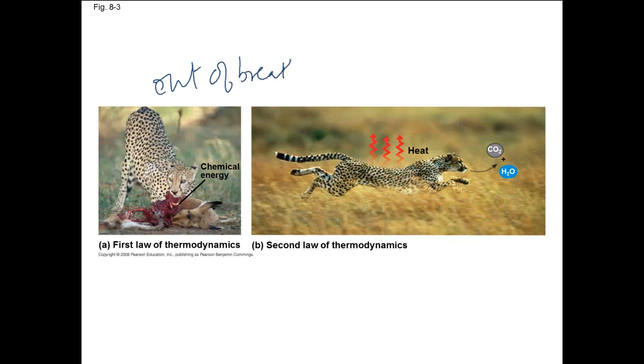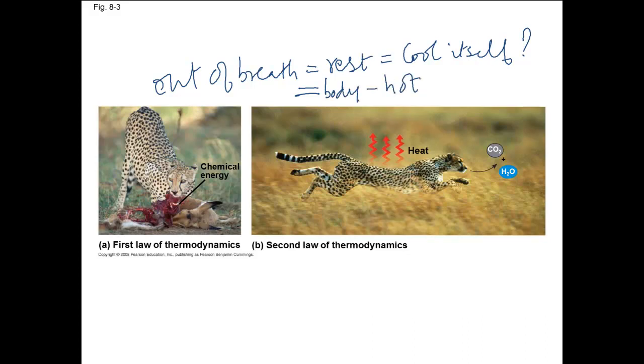It breathes really fast and needs to rest itself out. Kind of like it needs to cool itself off. Why cool itself? Because of all that running, the body of the cheetah has really become hot. So it would hang its tongue out, sweat it out, and cool itself.